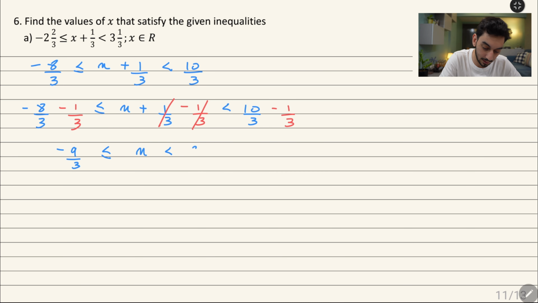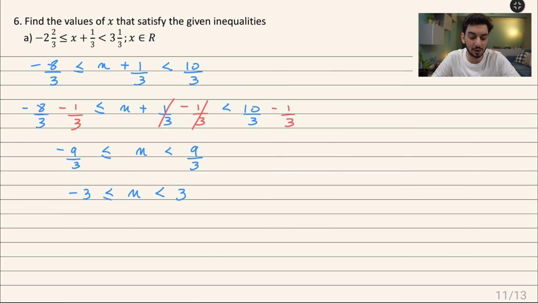10 minus 1 is 9 over 3. So negative 9 over 3 is just negative 3, less than or equal to x, less than 9 over 3, which is just 3. And you see, without separating the things and being bothered to combine them again, I directly got my answer in the combined form. So x is between negative 3 and 3, bounded by negative 3 and 3 basically.